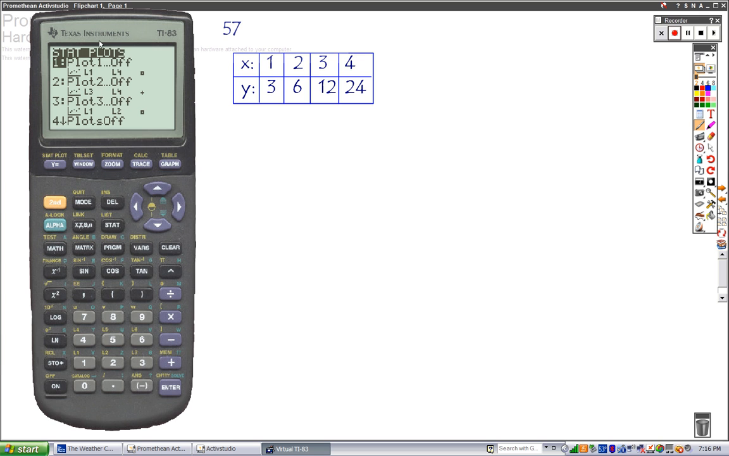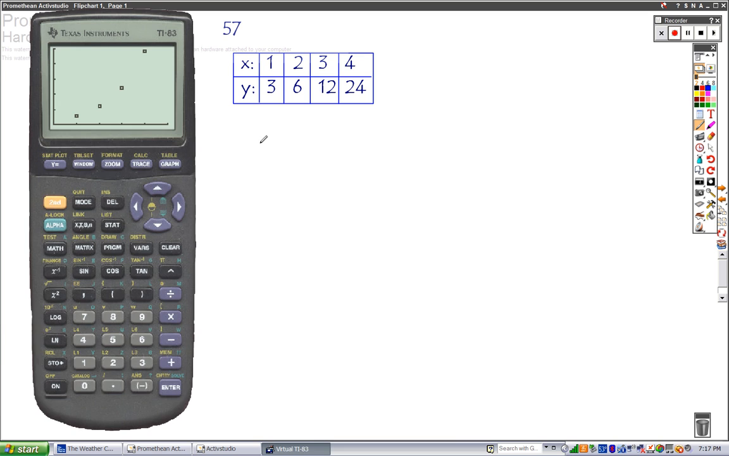And I don't see anything, so let's go. My stat plot is off, so let's go in there. I'm going to turn it on, so I need the black part on the on. And I'm using L1 and L2. So let's try it again. Graph. Alright, so it curves up like that.